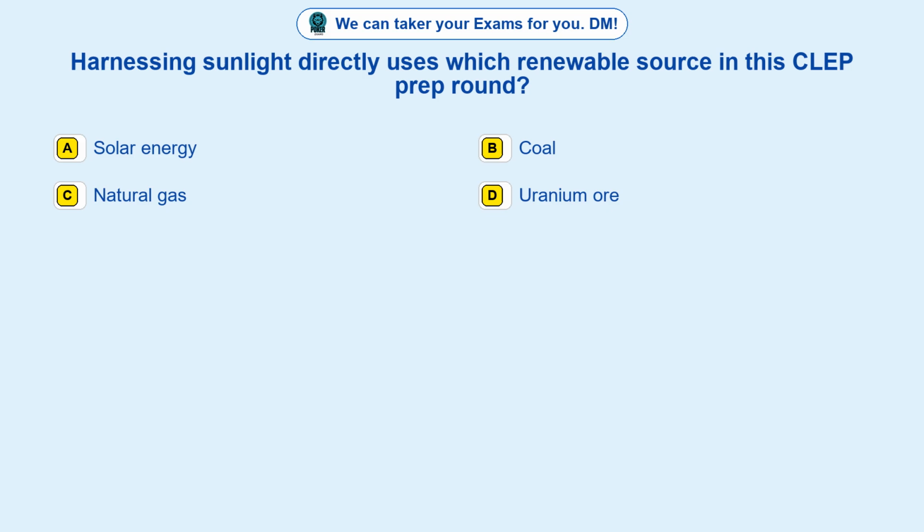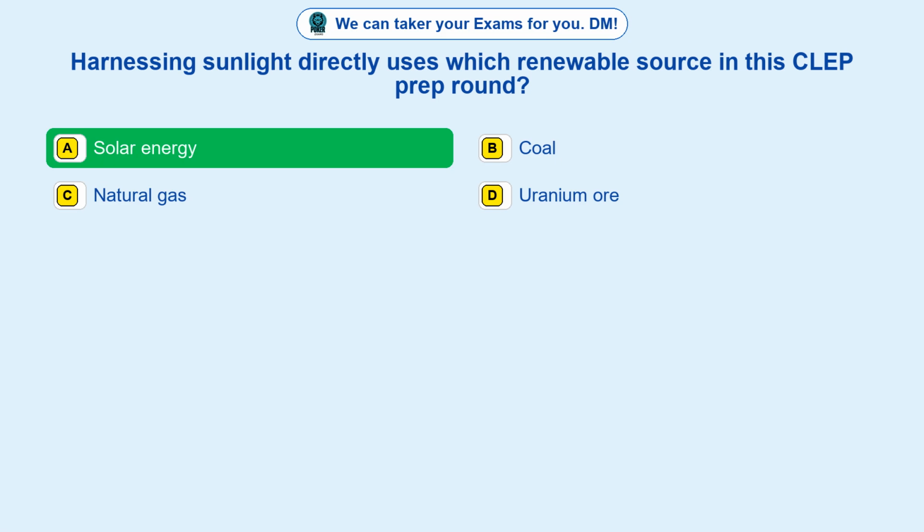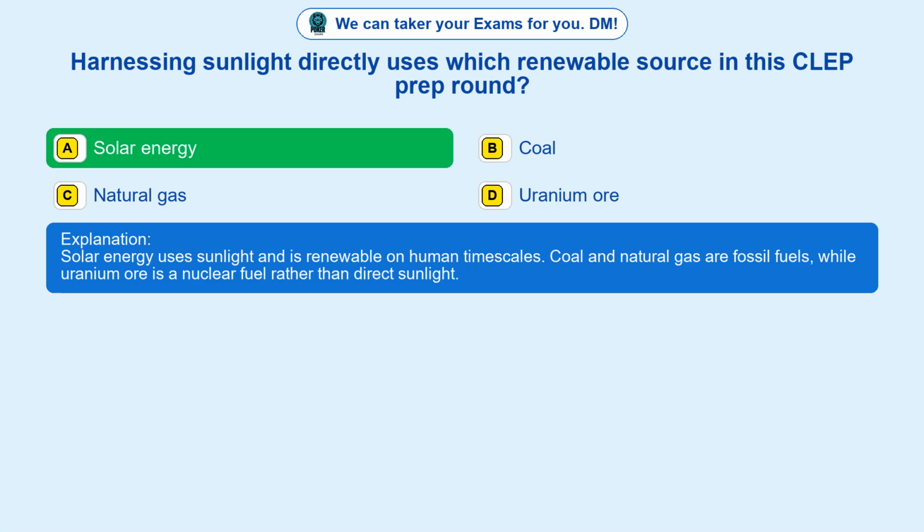Question 98. Harnessing sunlight directly uses which renewable source in the CLEP prep round? Option A, solar energy. Option B, coal. Option C, natural gas. Option D, uranium ore. The correct answer is option A. Solar energy. Solar energy uses sunlight and is renewable on human time scales. Coal and natural gas are fossil fuels, while uranium ore is a nuclear fuel rather than direct sunlight.